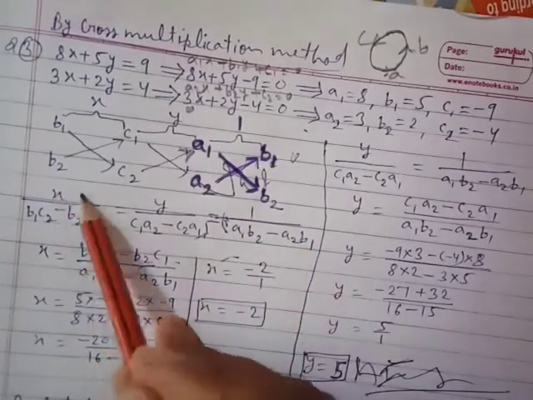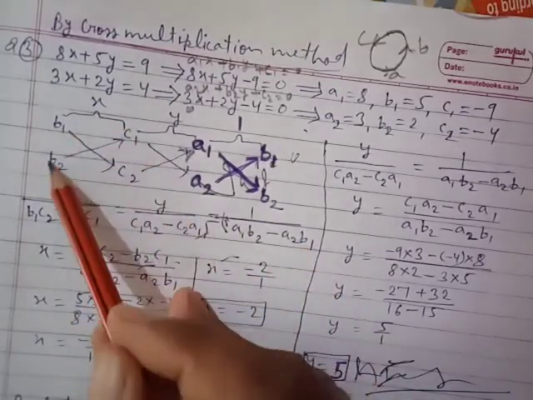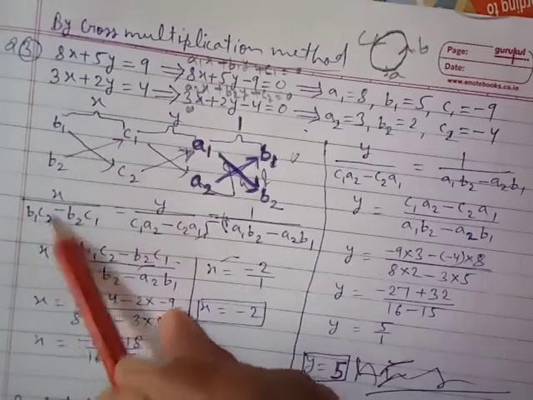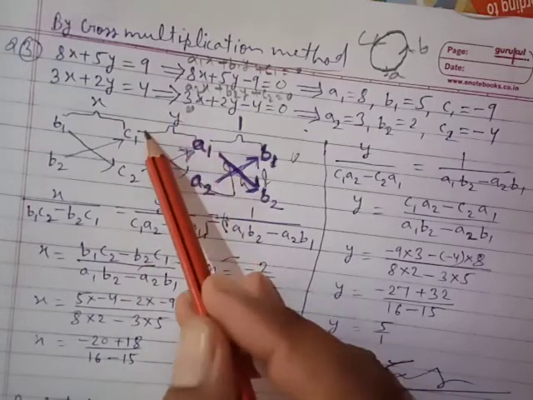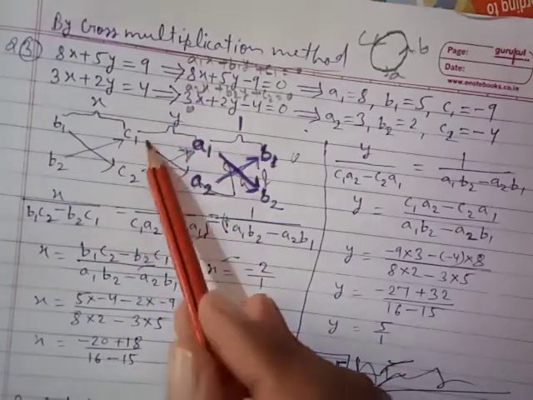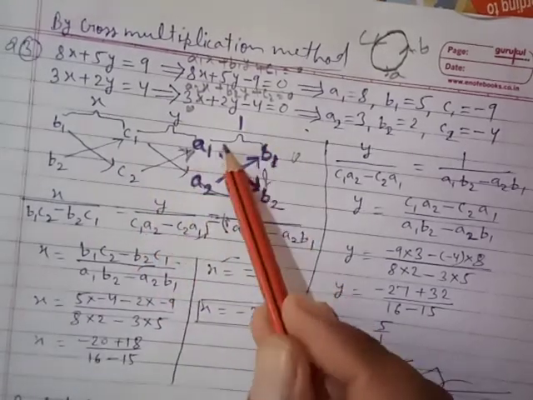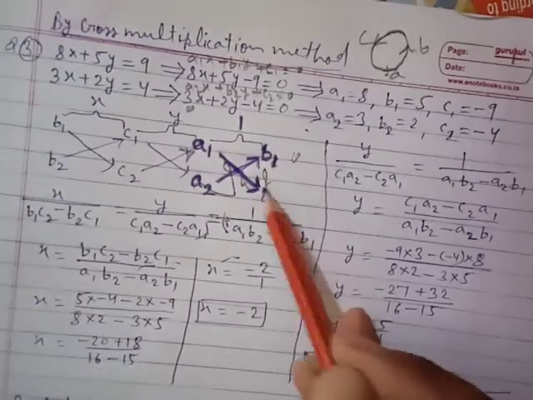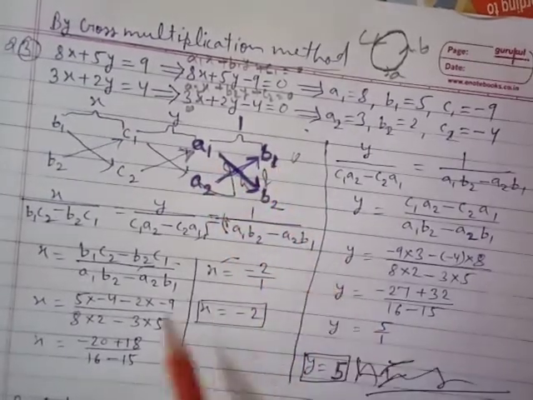Okay, and below x is b1 b2 and c1 c2, so b1 c2 minus b2 c1. Below y is c1 c2 a1 a2, so y upon c1 a2 minus c2 a1. And below 1 is a1 a2 b1 b2, so a1 b2 minus a2 b1.